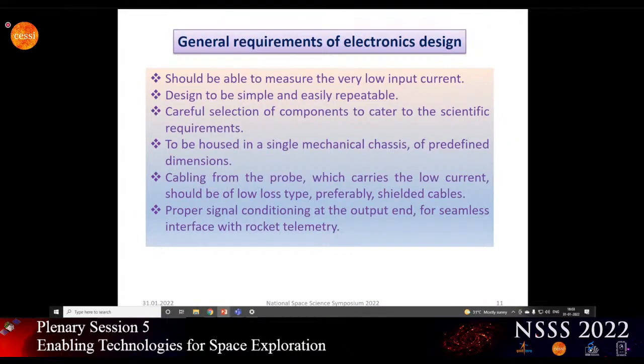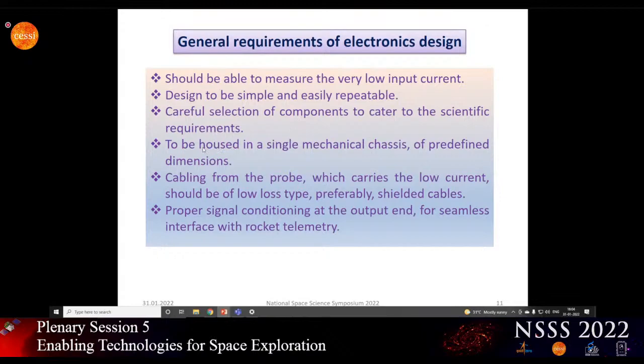So what are the general requirements? Once we know the specification needed for the electronics, we go into the general requirements. As we have already seen, the requirement is to measure very low input current. That is our first and prime requirement. The design is to be very simple and easily repeatable because we have multiple launches.